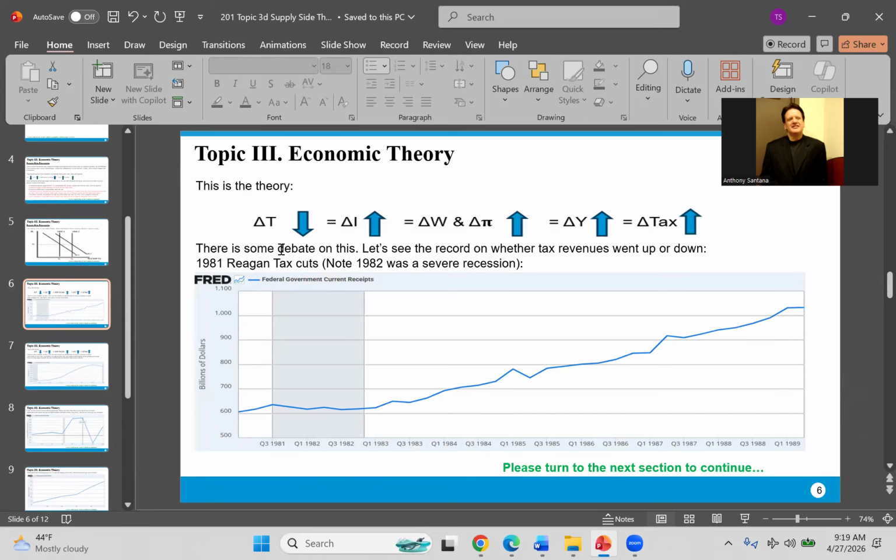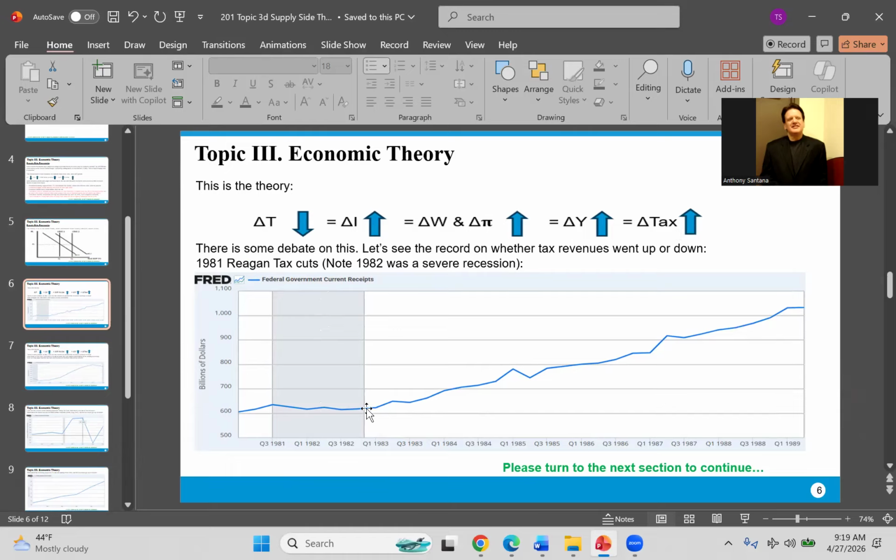So let's look at the effect of this. There's some debate on it. So let's look at what happens to tax revenues. So again, the idea is you cut the rate of tax, which increases investment, more wages and profits, which is more GDP. Since you have a higher GDP number, then you apply the lower rate to the higher GDP number and you get the taxes back.